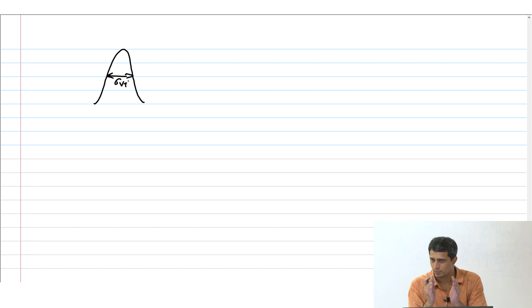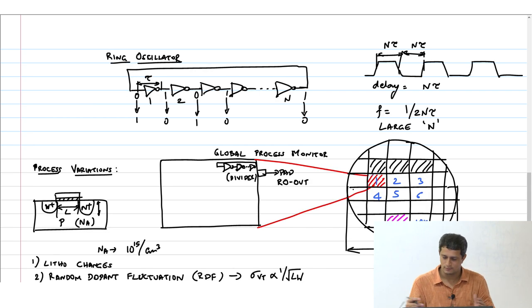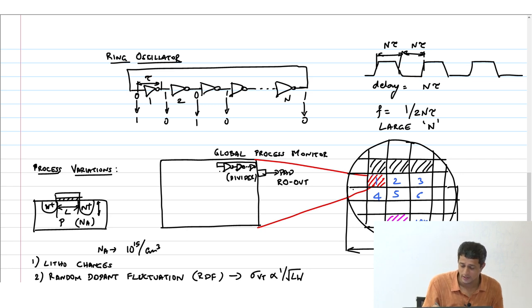So the variations come down to having a larger device. The sources of variations are so many such factors, and therefore I could have variations between two dies on a wafer, like here, chip 1 and chip 2 can have different parameters. Within the chip, I could still have variations, which means that the ring oscillator sitting at this corner will be different from the ring oscillator sitting at this corner.